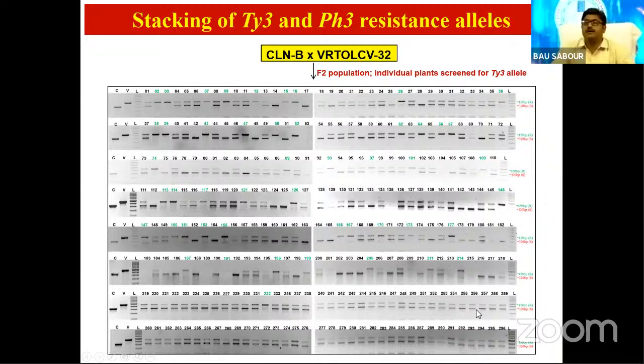You can find out here that we identified in total 49 plants out of the 296 plants which carried the Ty3 resistance allele in homozygous condition. So this allele is now fixed in these 49 lines. In their filial generation, all the progenies are going to have Ty3 in homozygous condition. So this gene is fixed.